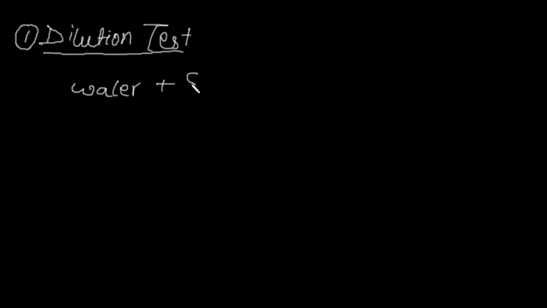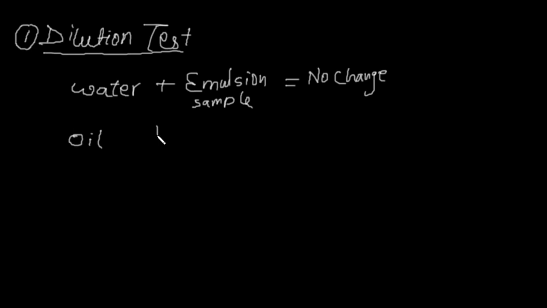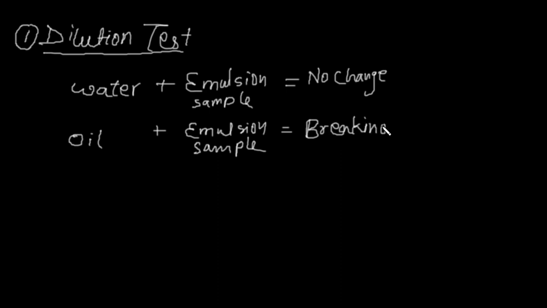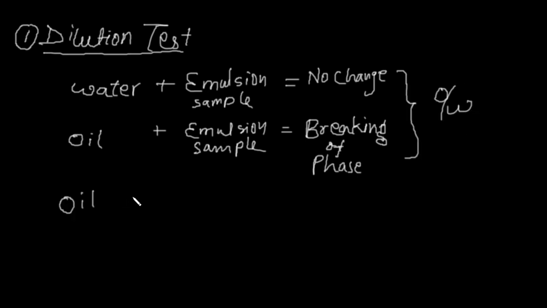Let's talk about dilution test. You have a sample of emulsion in which you add water and you will see there is no change. On the other hand, you add oil to this sample, you will see the breaking of phase. This is the case of oil in water emulsion. So you can easily identify the oil in water type emulsion.